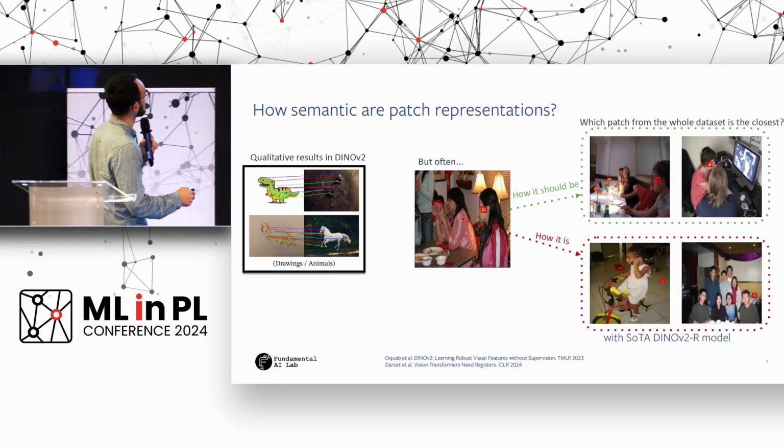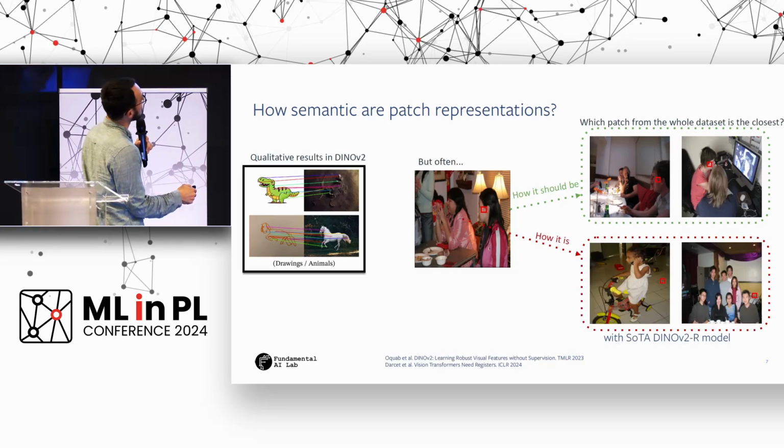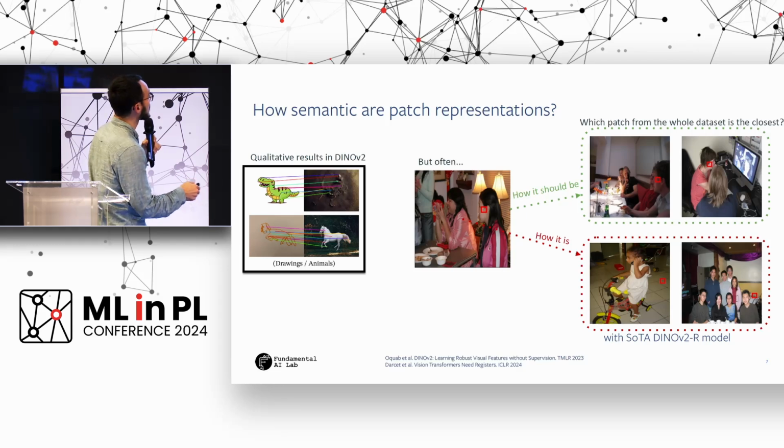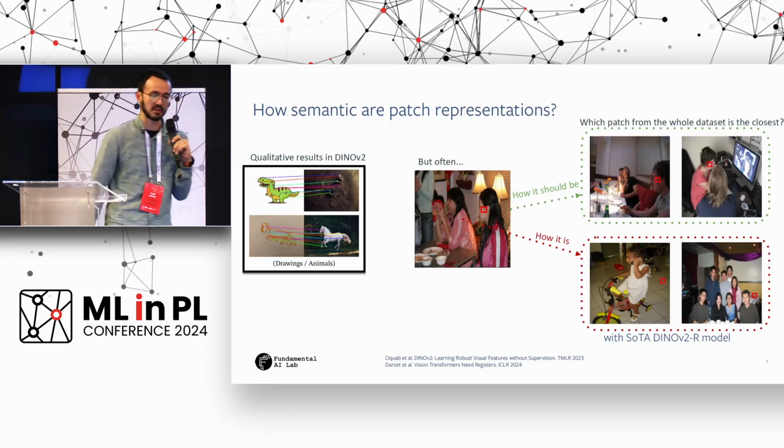But then if you actually play around with it, you often get results that look more like this. If you try to find the nearest patch in terms of nearest neighbors from this patch, you would expect it to end up at different kinds of ears, right? But instead, with DINOv2, you somehow end up with this patch being the nearest neighbor or that patch being the nearest neighbor. And this green result is actually what we get out of our final model. And this is what you have with a state-of-the-art DINOv2 with registers model.